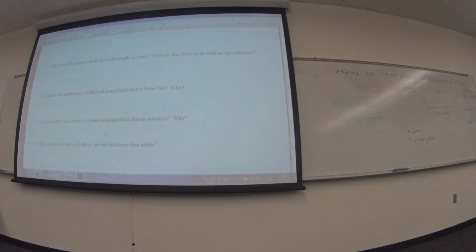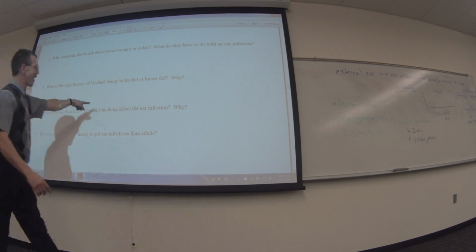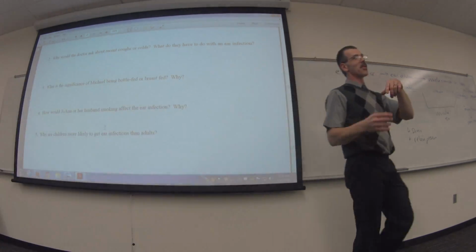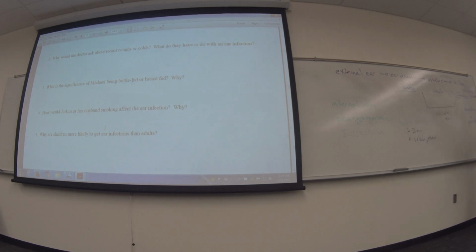Oh yeah, the smoker question. Why would smoking of mom and dad, baby's not smoking, why would mom and dad's bad habit affect the ear infections? What does your body do when you're around smoke as a child? You start coughing, you get lots of phlegm, you get lots of mucus buildup in your throat. And what lives in the mucus in your throat? Bacteria.